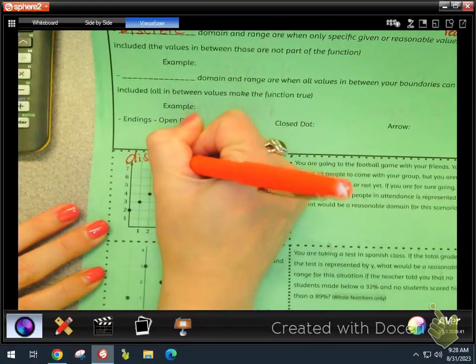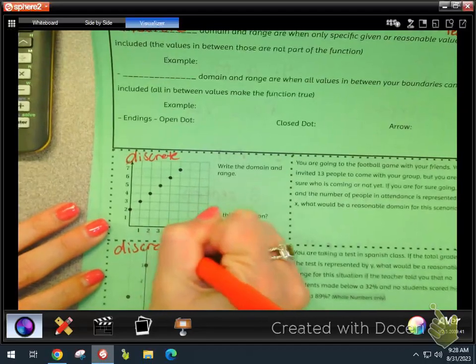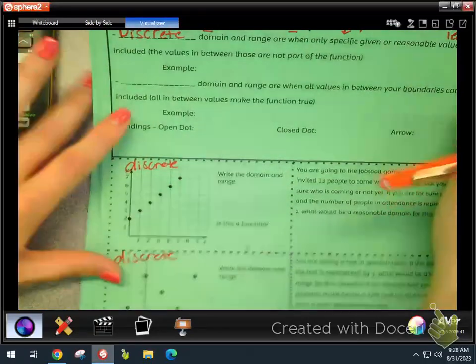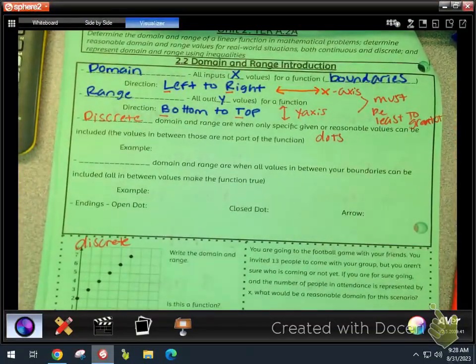Why? What's different about them? Because it's dots. Discrete graphs will be dots. They're just individual data points. You don't know anything about what's being connected with them. So if you see a graph and you're like, hey, I know this is a graph, but there's no line, there's no curve, it's just dots, that's going to be discrete.